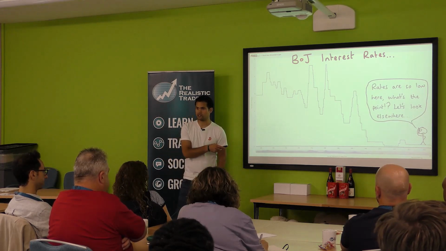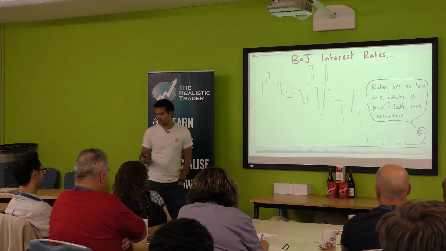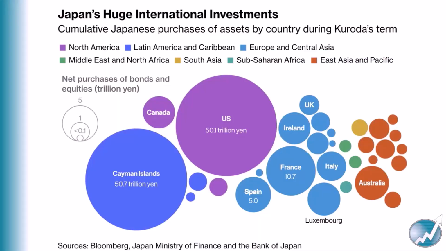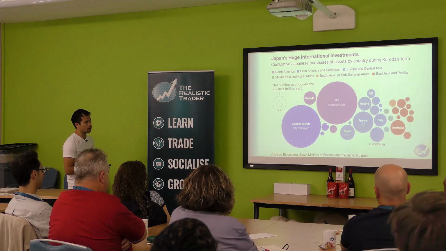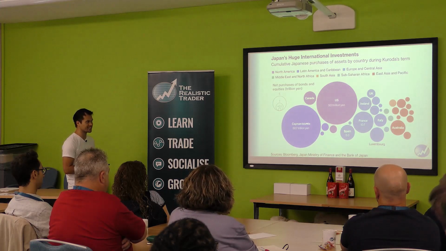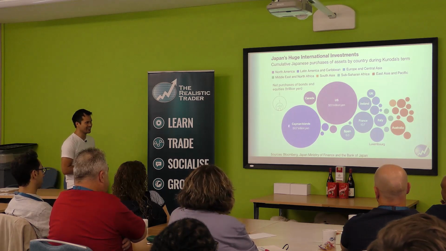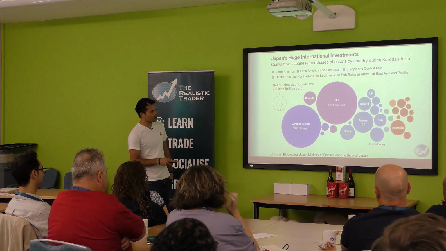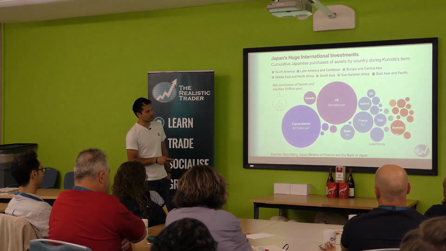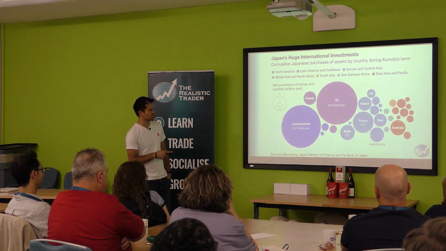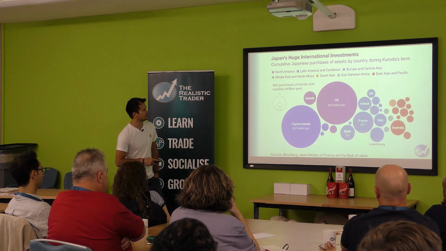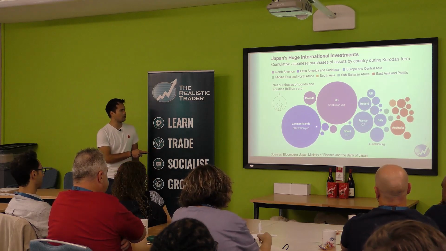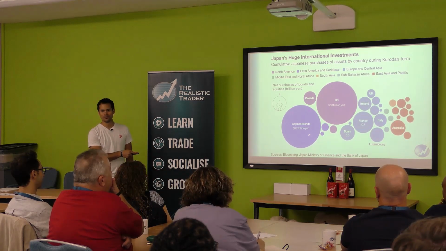But what else have they been doing? They've been looking everywhere else. This chart blew my mind away. Japan's huge international investments: they basically put a lot into the US, a lot into the Cayman Islands, and all over the world really. It started off in Australia, but obviously in recent times it's been more to the west. I mean, how obvious can you be? What are they doing over there?